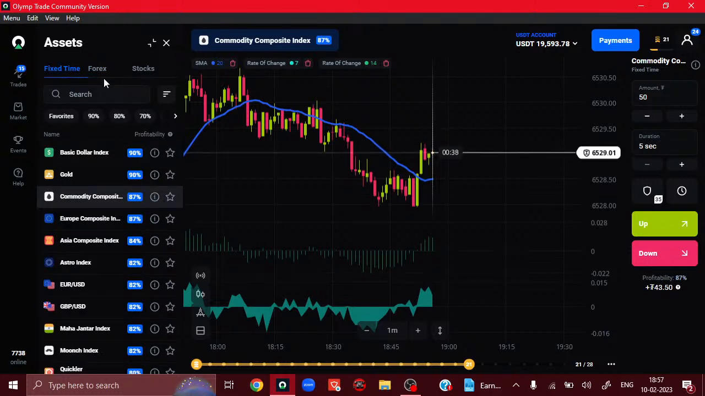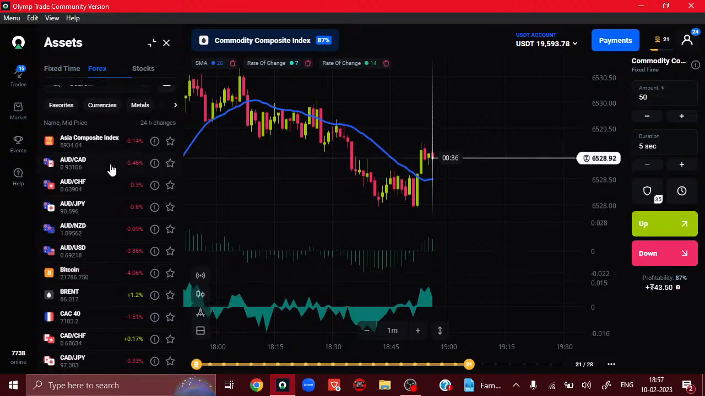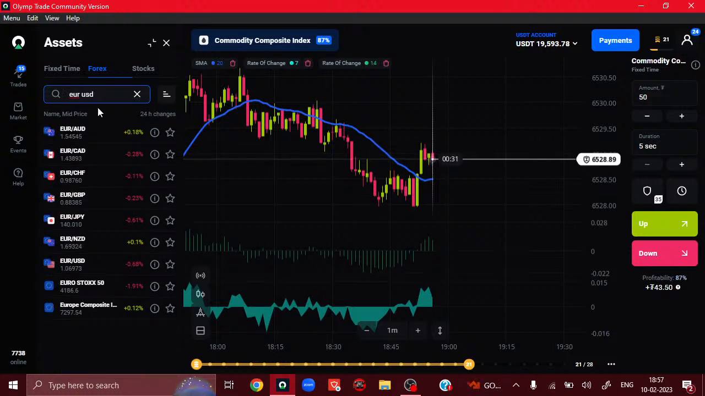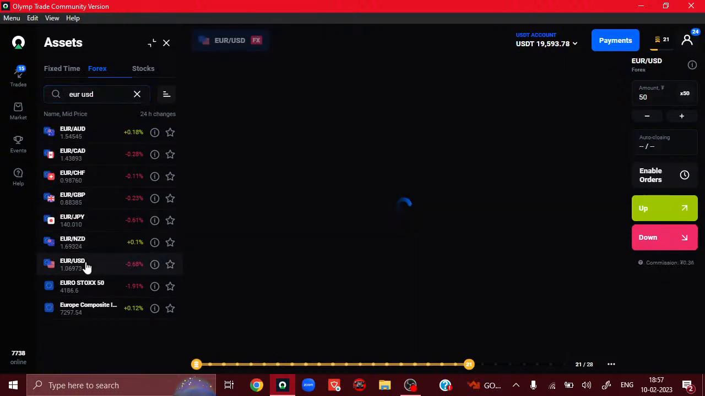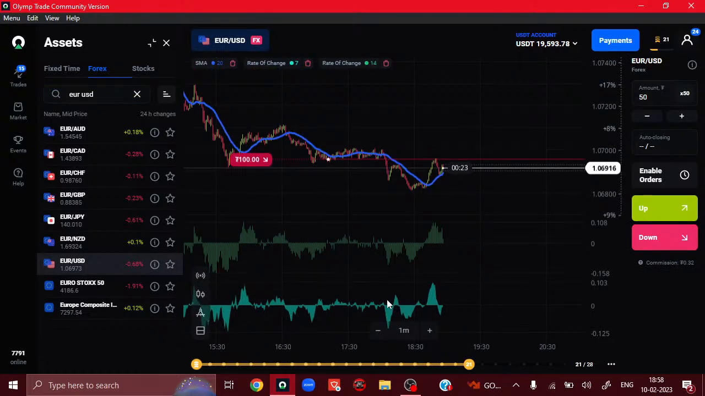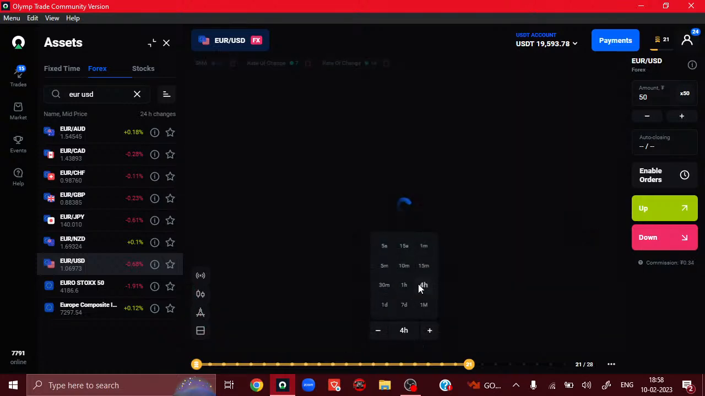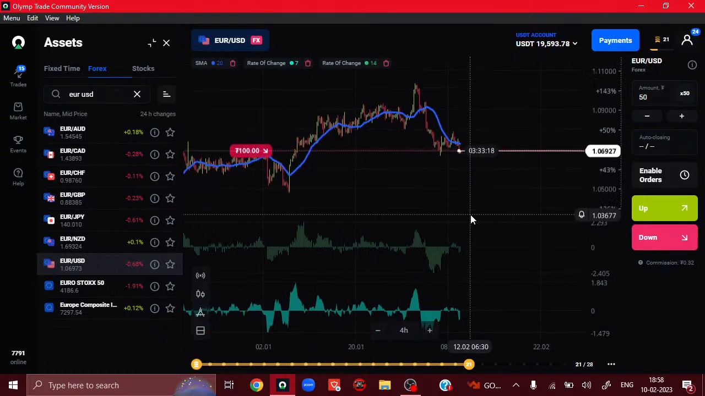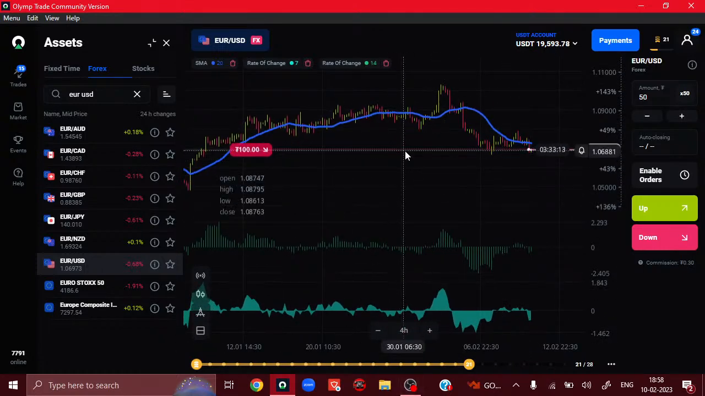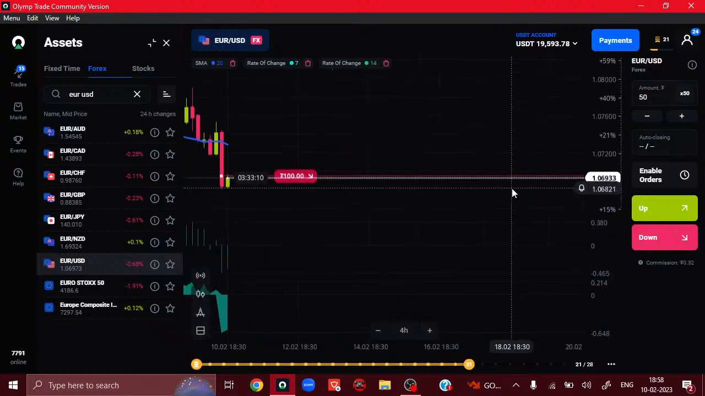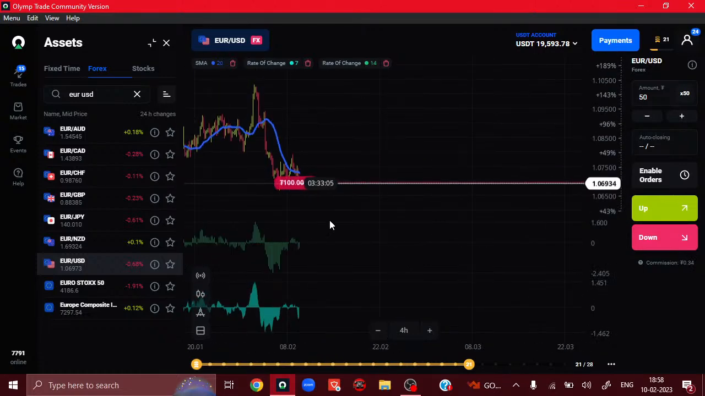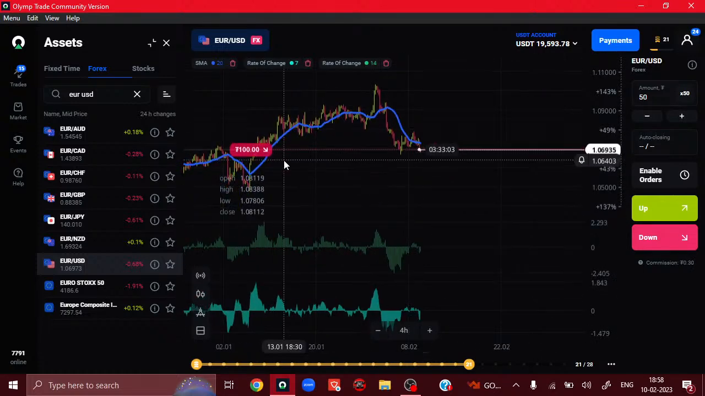Okay, guys, let us also discuss some forex strategies. Let us first of all look at the Euro USD. The Euro USD is sitting on a very important support level right now, which is right here at 1.07 level. If the price sustains this support level, we can see an upward movement here.